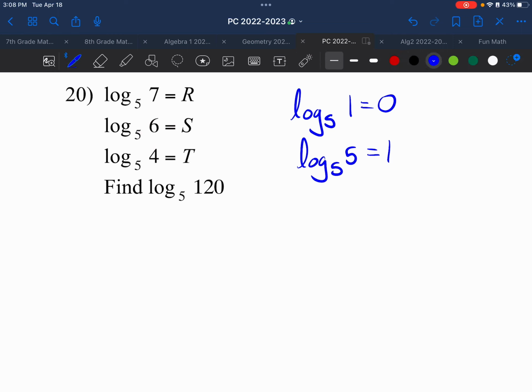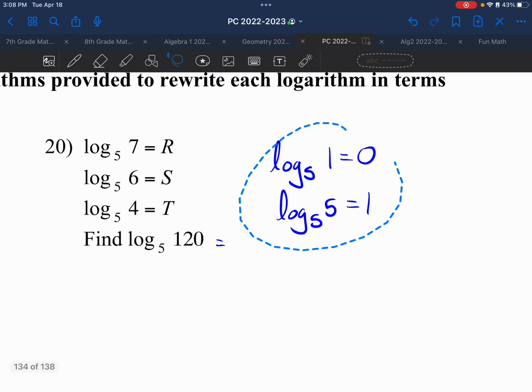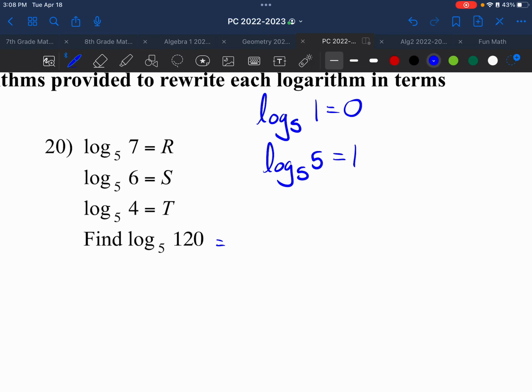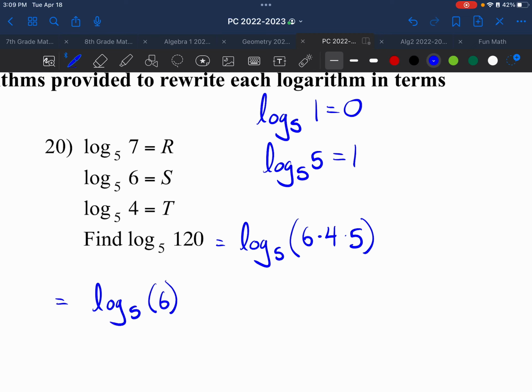Do you guys see that? Yeah, so check it out. This is the same thing as, here, let me move you guys up so I have some room. This is the same thing as log base 5 of 6 times 4 times 5. You can check that 6 times 4 times 5 is indeed 120. If I have multiplication on the inside, I have addition on the outside. So this is going to be equal to log base 5 of 6 plus log base 5 of 4 plus log base 5 of 5.